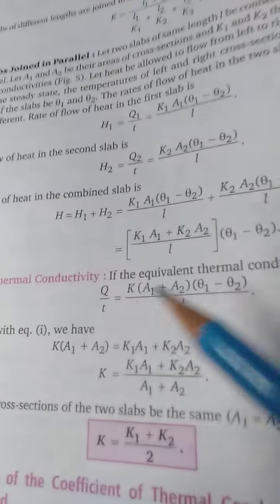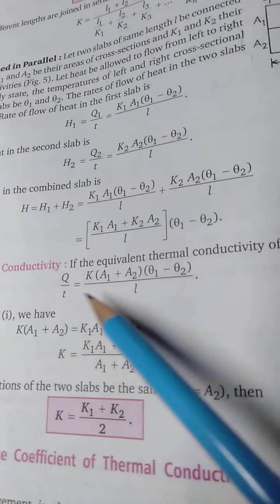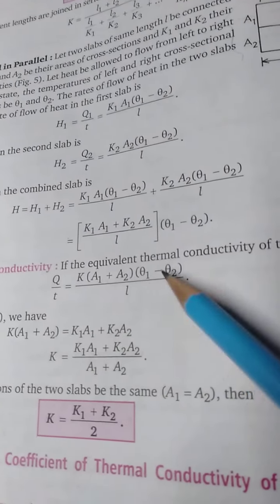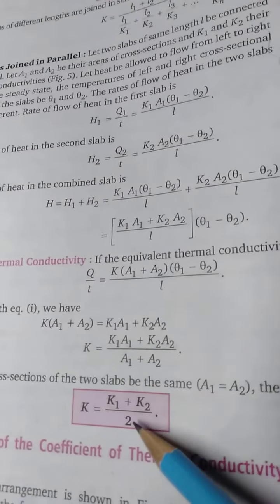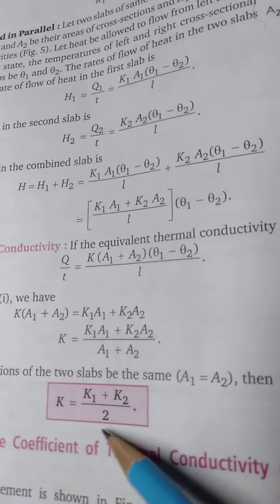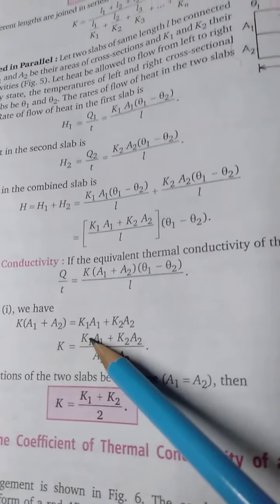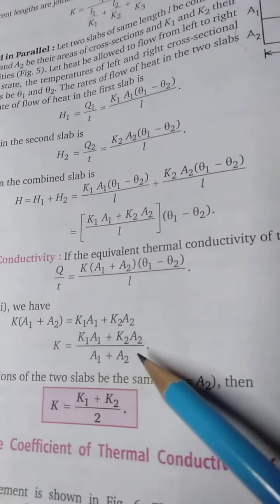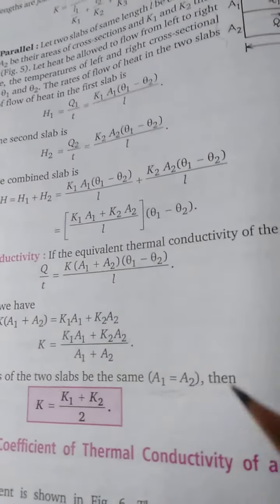So now let us consider this whole thing to be a single slab. So what will be the Q by t then? K times A1 plus A2, this one. Okay. So again comparing with this, actually we are getting this formula, K1 A1 plus K2 A2 by A1 plus A2. And then we have made an assumption that A1 equals A2, and then we got this formula.